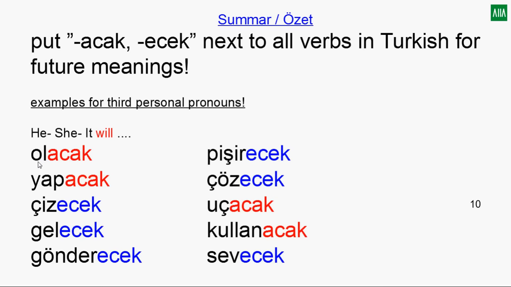First of all, think like this: be, do, draw, come, send, cook, solve, fly, use, love. In black ones, imagine that they are the base form of verbs. So, let's see here. Olacak, which means will be. Yapacak, which means will make or will do. Çizecek, which means will draw. Gelecek, will come.